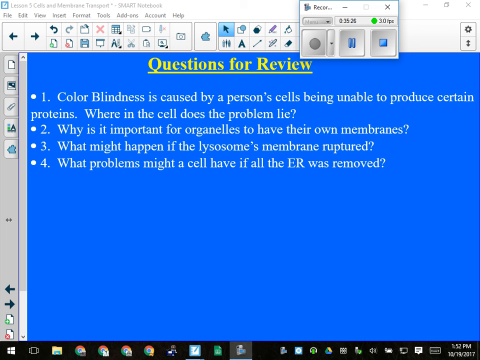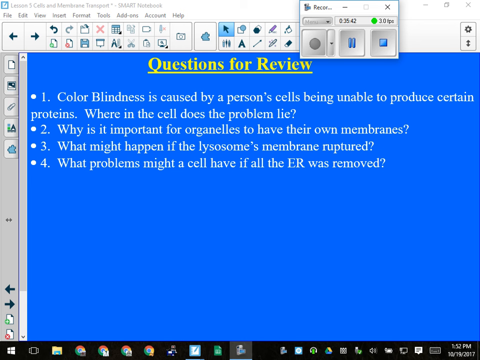Yep, that's exactly how it does it. It ruptures the lysosomes. It's called cell lysis. Okay, questions on any of those?